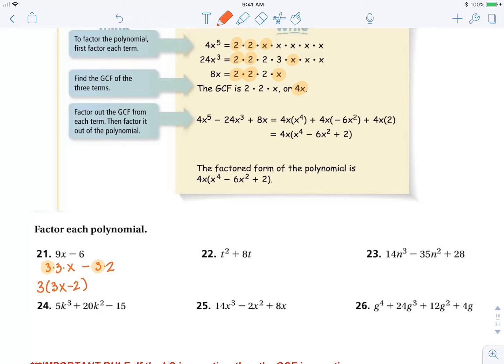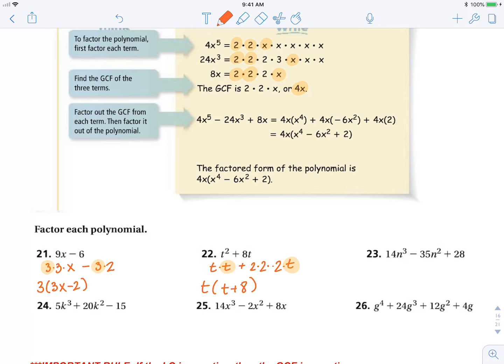Same idea on 22. t squared is t times t, and this is 2 times 2 times 2 times t. The only common factor is t. If we factor out a t, that leaves t plus 8.